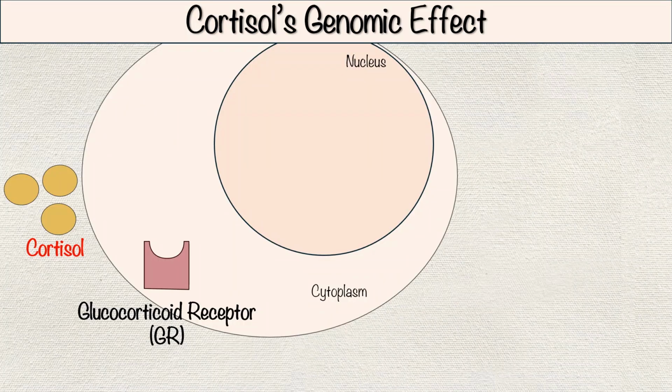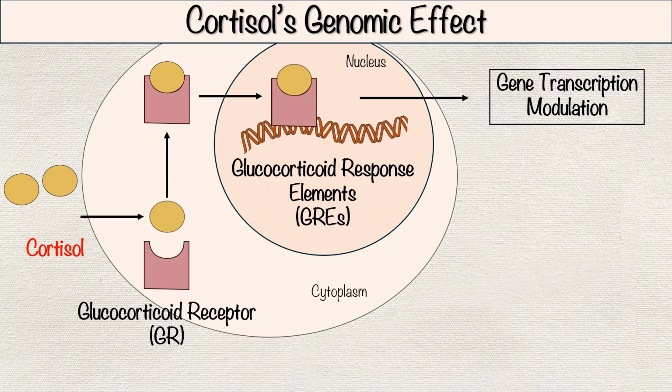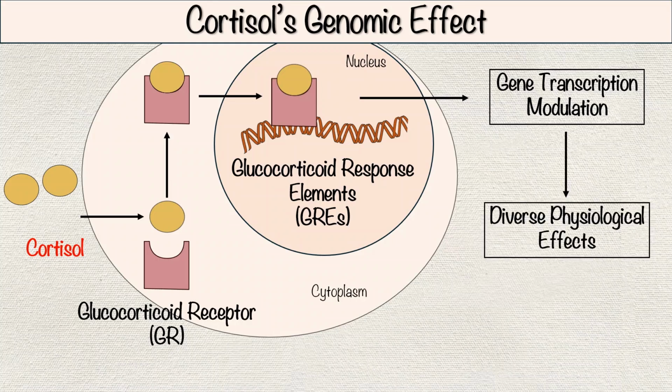Cortisol exerts its effects by binding to intracellular receptors, primarily the glucocorticoid receptor, GR. The GR is a nuclear receptor, meaning it resides within the cell's cytoplasm and translocates to the nucleus upon cortisol binding. Once in the nucleus, the cortisol GR complex interacts with specific DNA sequences called glucocorticoid response elements, GREs. This interaction modulates gene transcription, either increasing or decreasing the production of specific proteins. The resulting changes in protein synthesis underlie the diverse physiological effects of cortisol.